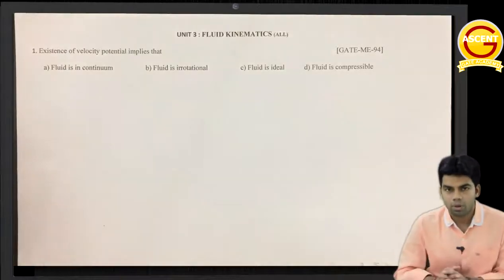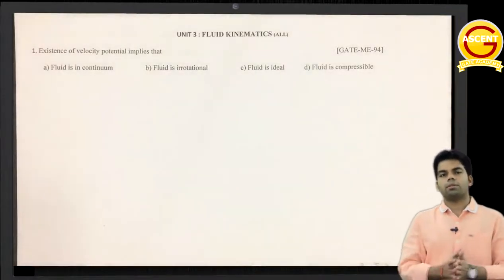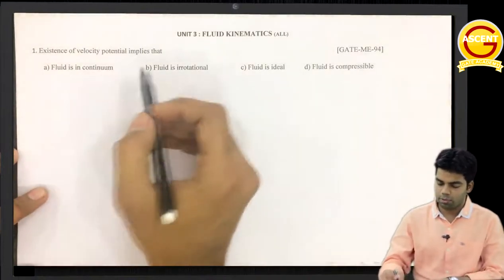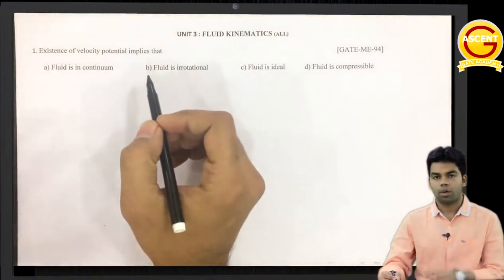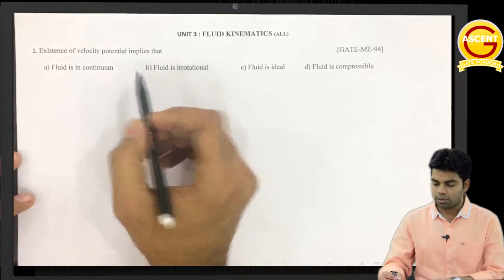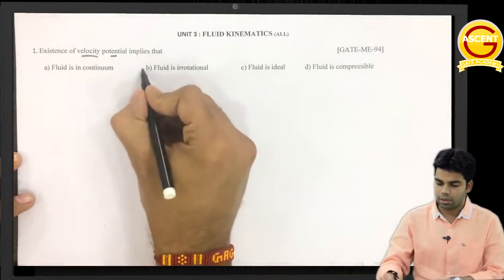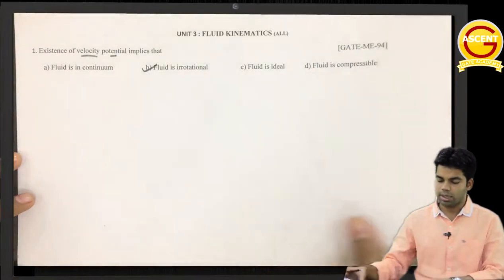Okay, so now we will solve the questions of this fluid kinematics. The very first question says the existence of velocity potential implies that. So I told you that if the velocity potential exists, that means the flow is irrotational. Okay, so answer should be A.